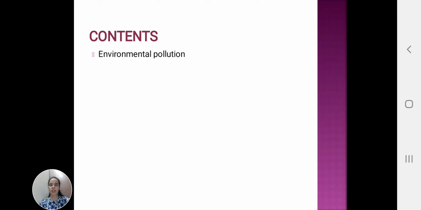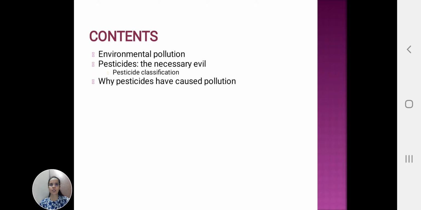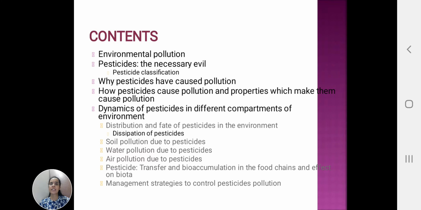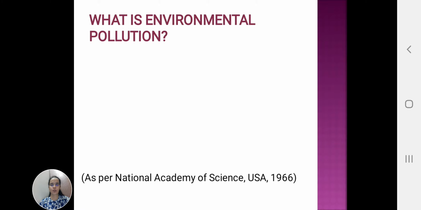The contents include environmental pollution, pesticides the necessary evil, including the pesticide classification, how pesticides cause pollution and the properties which make them cause pollution, dynamics of pesticides in different compartments of environment, distribution and fate of pesticides in the environment, which includes the dissipation of pesticides, soil pollution, water pollution, and air pollution due to pesticides, the transfer and bioaccumulation of pesticides in the food chain and its effect on the biota, and the management strategies to control pesticide pollution.